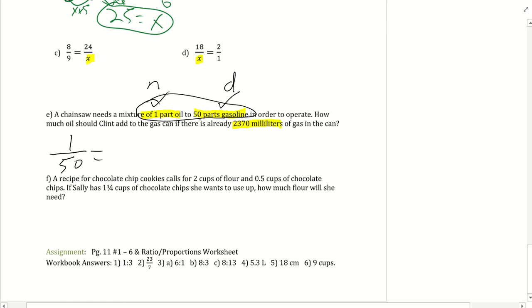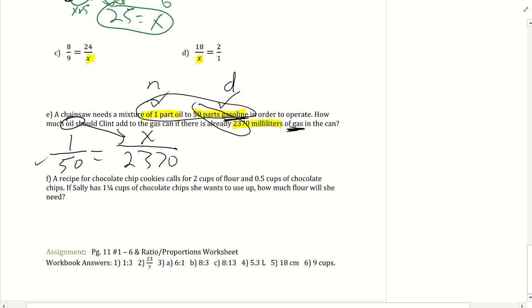Now, remember, it says gas here, and notice how it says gas here. So these guys have to be basically in the same place. So if this is 50 here, 2,370 milliliters has to be in the bottom. And now what we're trying to figure out is how much oil. That's what we don't know. Now I used x. You can use O. You can use any letter you want. We just happen to use x.